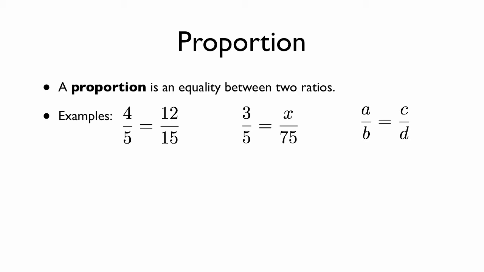So to solve that middle proportion, you take a cross product: 5 times x is equal to 3 times 75, which simplifies to x is 45.